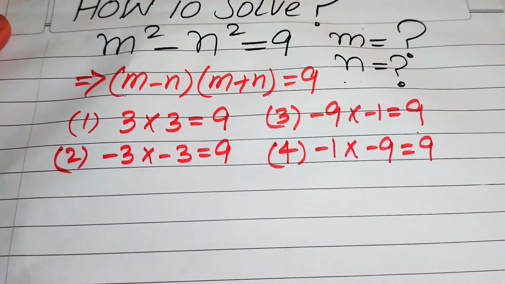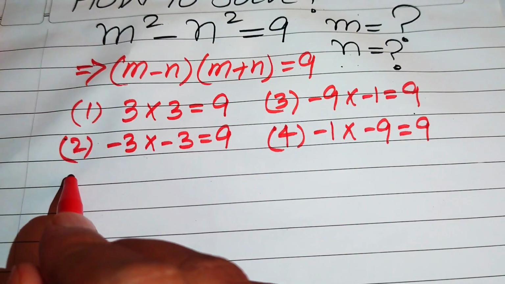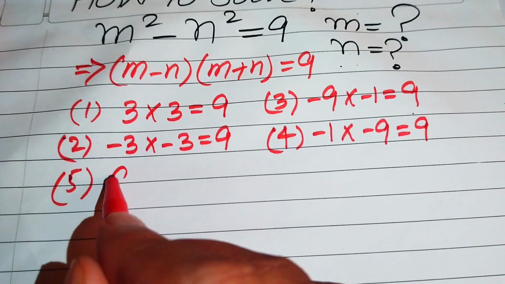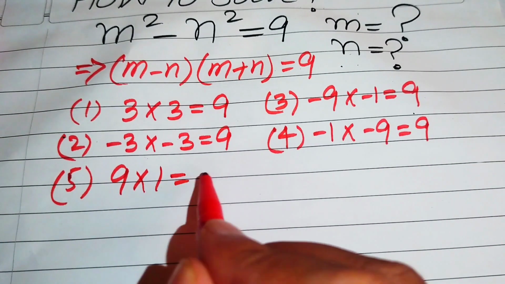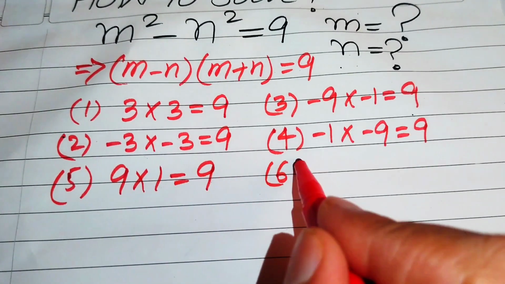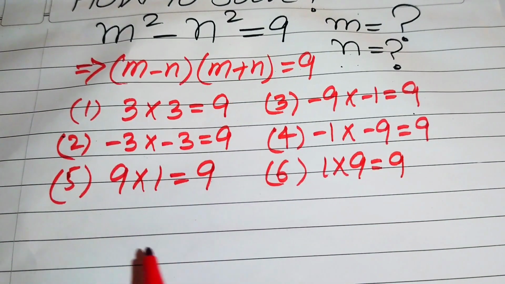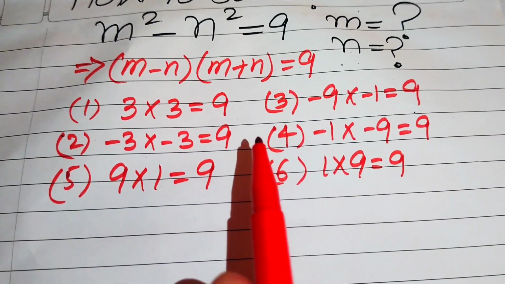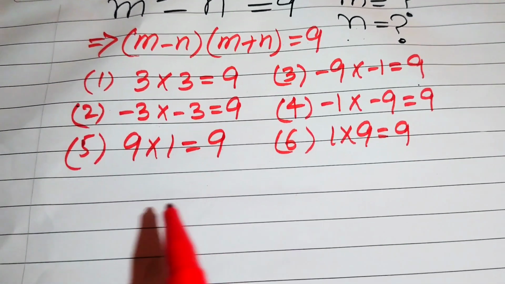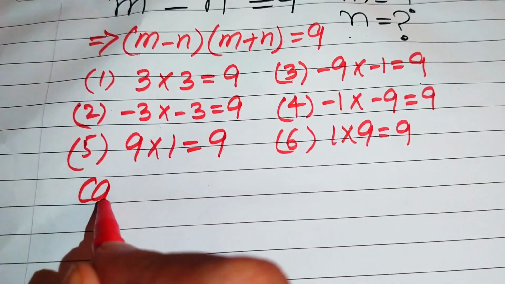So here we have two more cases in which we have the positive value of 9. So 9 times 1 is 9, and the sixth case is 1 times 9 is 9. So here we have these six possible factors of 9. So we solve this problem by these six cases.